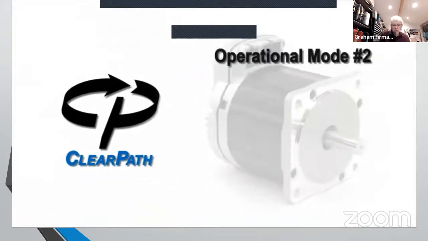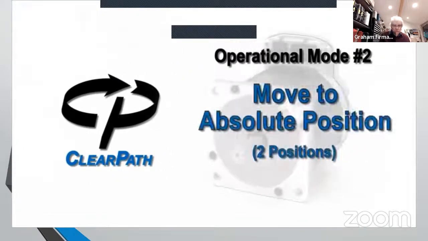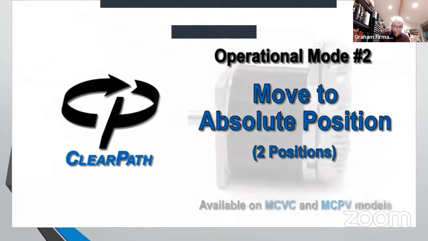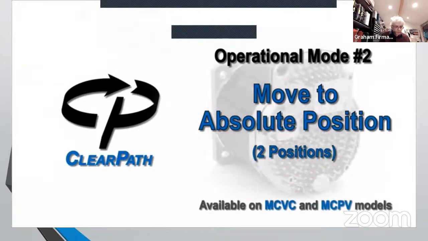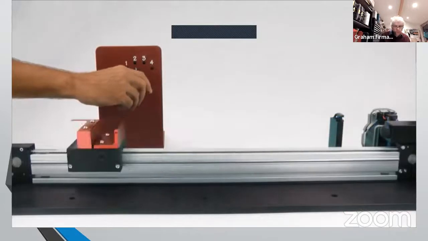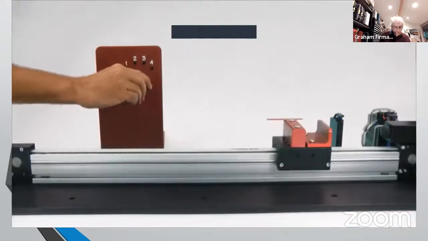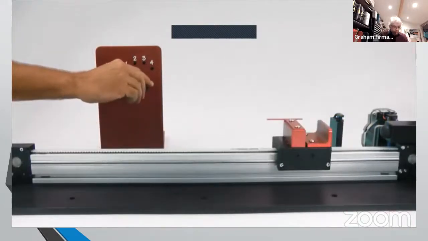ClearPath Operational Mode 2. Move to absolute position, 2 positions. Move to absolute position, 2 position is the mode to use when you want to smoothly move back and forth between 2 positions that are referenced to a home position sensor or switch.